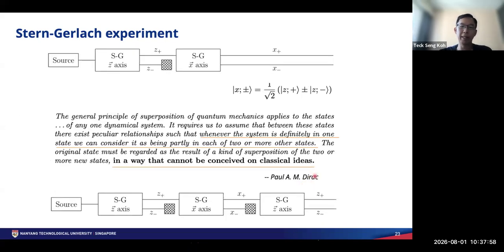Okay, so Dirac then says that whenever a system is definitely in one state, we can consider it as being partly in each of the two or more other states. In other words, a superposition. And the superposition can be in a different basis. And this is something that cannot be conceived on classical ideas, right? So the idea of filtering out certain directions, that's classical. Superposition and measurement is not.